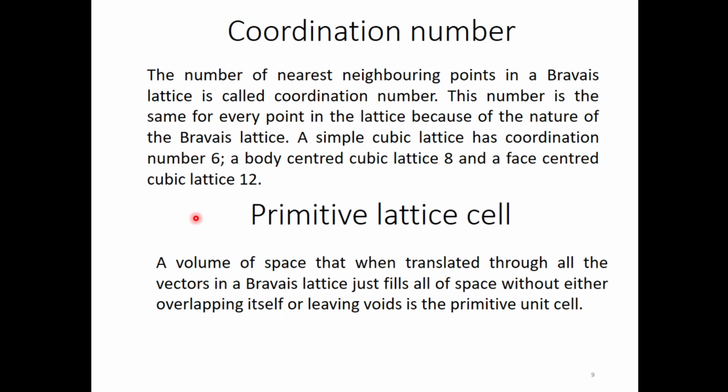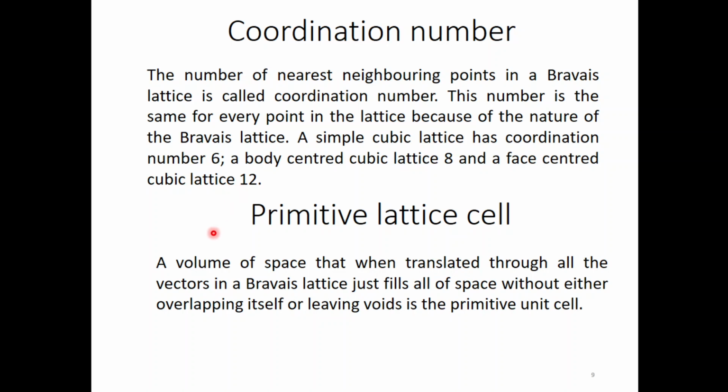The coordination number is again a very simple term in crystallography. This is the number of nearest neighboring points in a Bravais lattice, right? And this is a famous number as far as the simple cubic structure is concerned. This number is 6, and I think this was displayed to you in the classroom. For the body-centered cubic lattice, this number is 8, and for the face-centered cubic structure, this is 12.